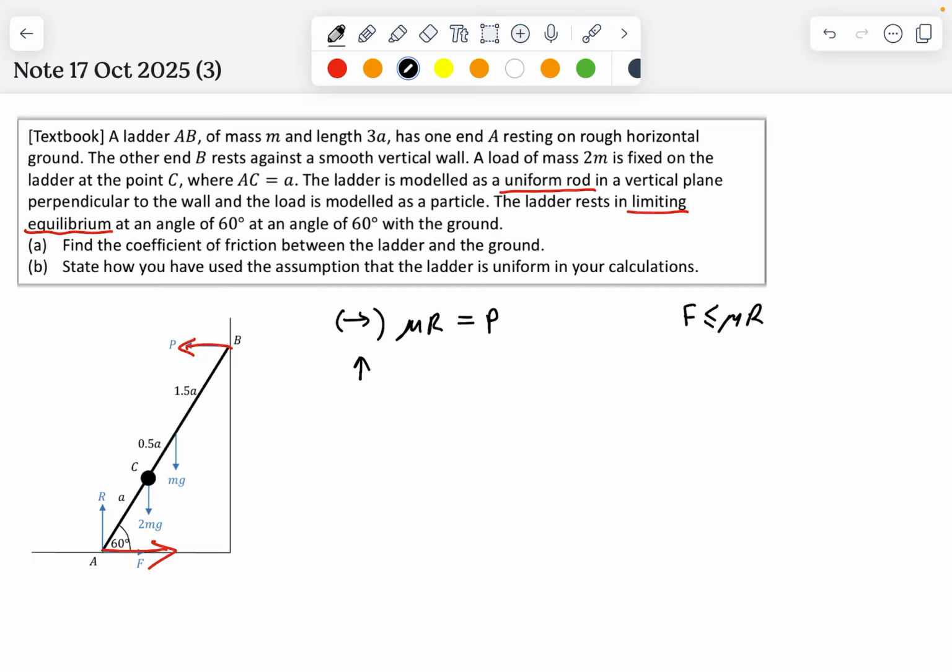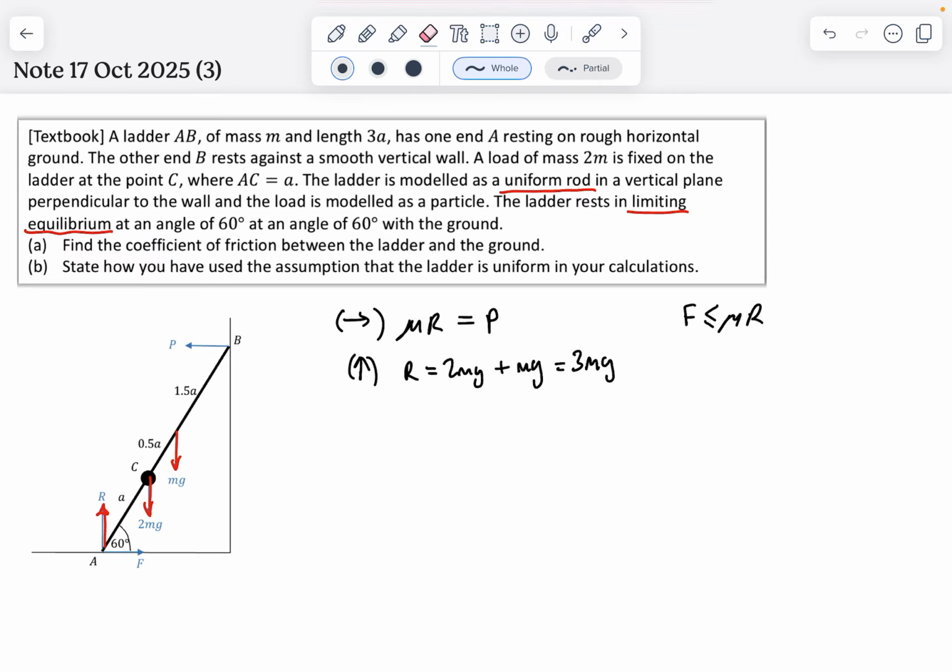Now let's look vertically. So now vertically, I have a reaction at A, and I've got 2mg and mg. So they're my only vertical forces. So that means that I'll take R as the positive, and that is equal to 2mg plus mg, which is just 3mg.